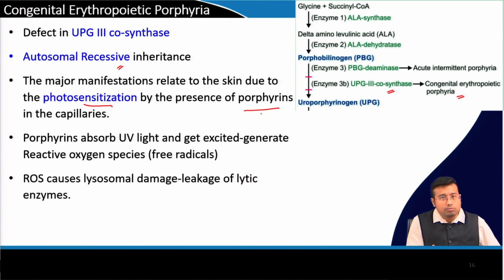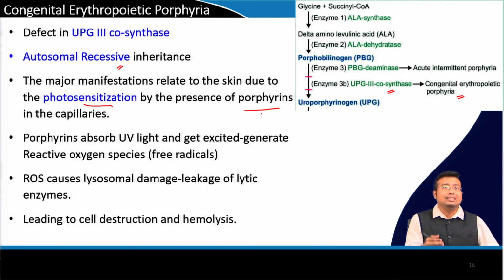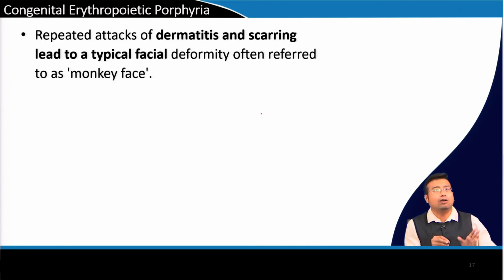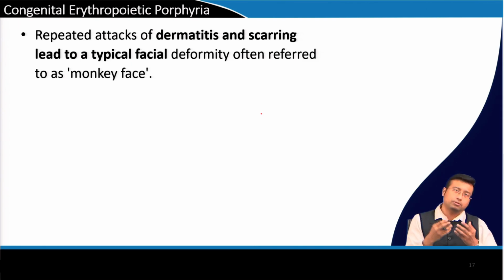actually destroy lysosomes. Lysosomes contain lytic enzymes, digestive enzymes. So, once these lysosomes are damaged, these are released into the system, and mainly the region where there is most UV, that is the skin, it leads to destruction of the skin, in some cases also hemolysis. So, cutaneous destruction: if UV ray strikes the skin, it leads to damage of the skin. And repeated attacks of this dermatitis, healing, again getting lesions, lead to scarring, and since the face is one of the areas most exposed, the face becomes deformed and it is known as monkey skin.